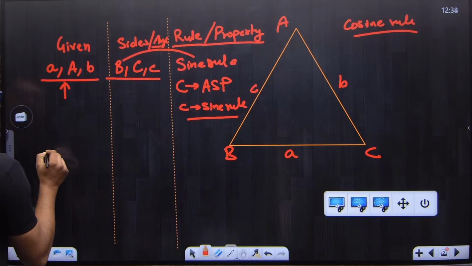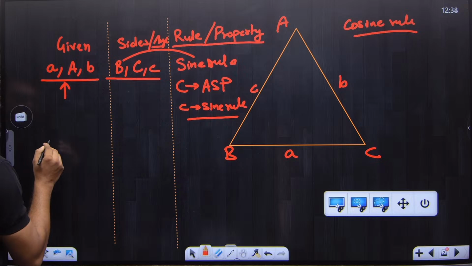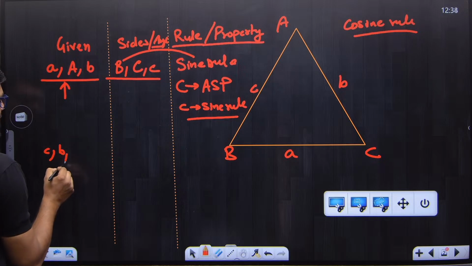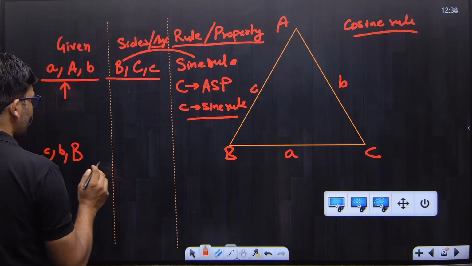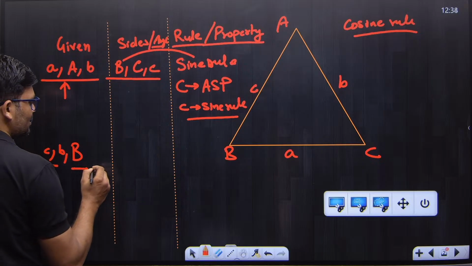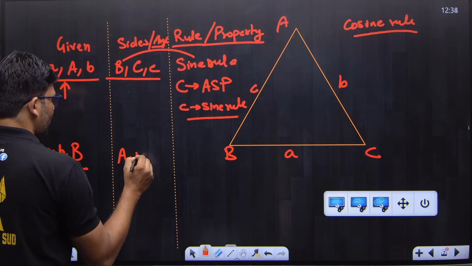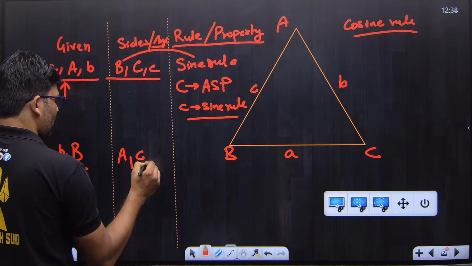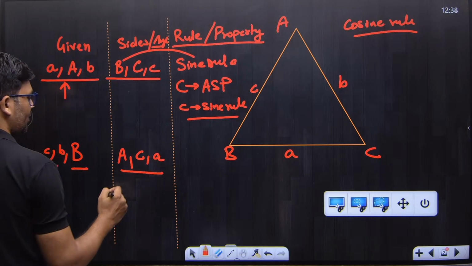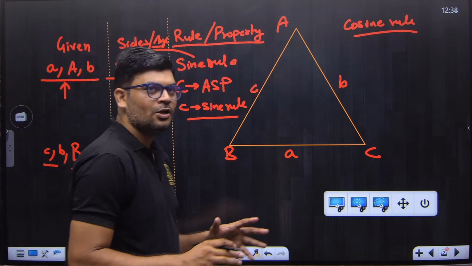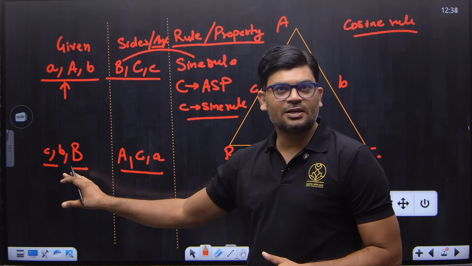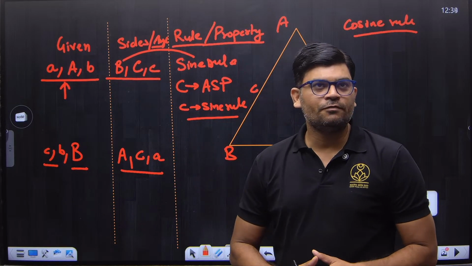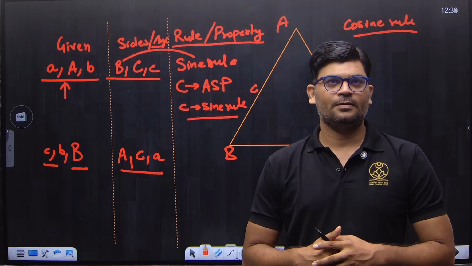Okay. Now I'm asking you, suppose small c is given, small b is given, and capital B is given. So two sides and one angle is given. You need to find two angles and one side. Tell me what is the first thing that you will look up to? Akriti, the first question is on you. What is the first thing that you will find?